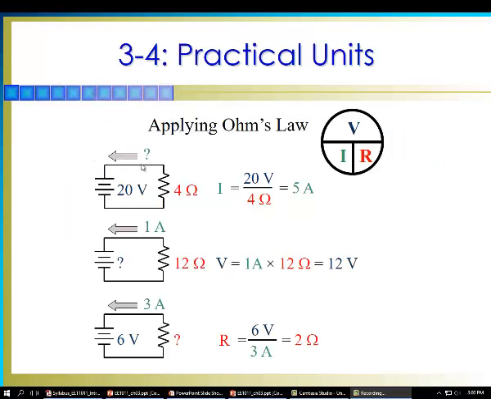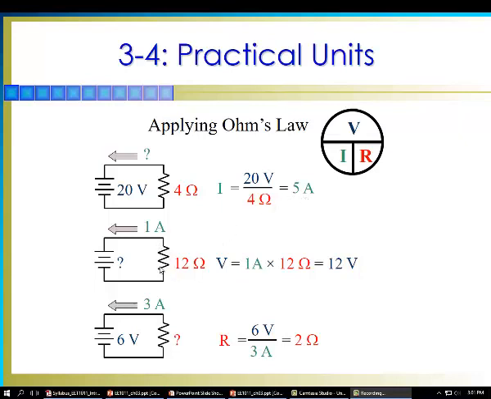Here is an example of how to apply Ohm's law. In this first diagram, we have the voltage from this voltage source, which is connected in parallel with this resistor of 4 ohms. So we want to know what is the current flowing through this resistor. The current is the voltage divided by the resistance. So 20 divided by 4 equals 5 amps.